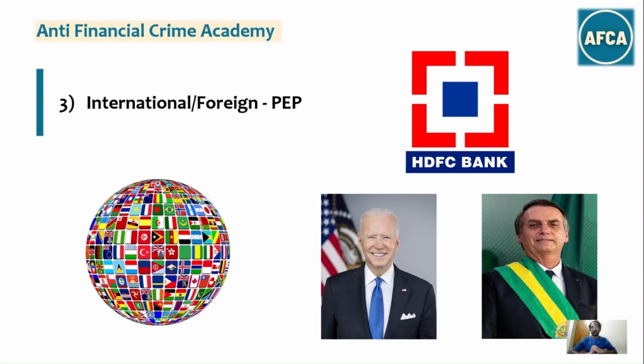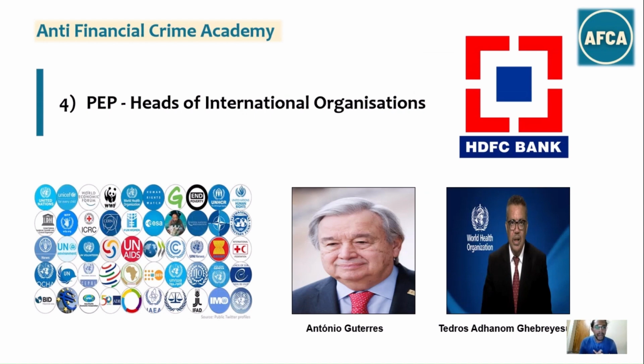Next, you have your international or foreign politically exposed persons. Now you can see in front of you, you have Mr. Joe Biden, the President of America, and you have Bolsonaro, the President of Brazil. These people are holding a significant, powerful position in a different country. So for HDFC Bank in India, Joe Biden is a foreign PEP, and Bolsonaro is a foreign PEP, because their domicile is in a different country, right? So for HDFC Bank in India, Joe Biden and Bolsonaro are foreign PEPs or international PEPs.